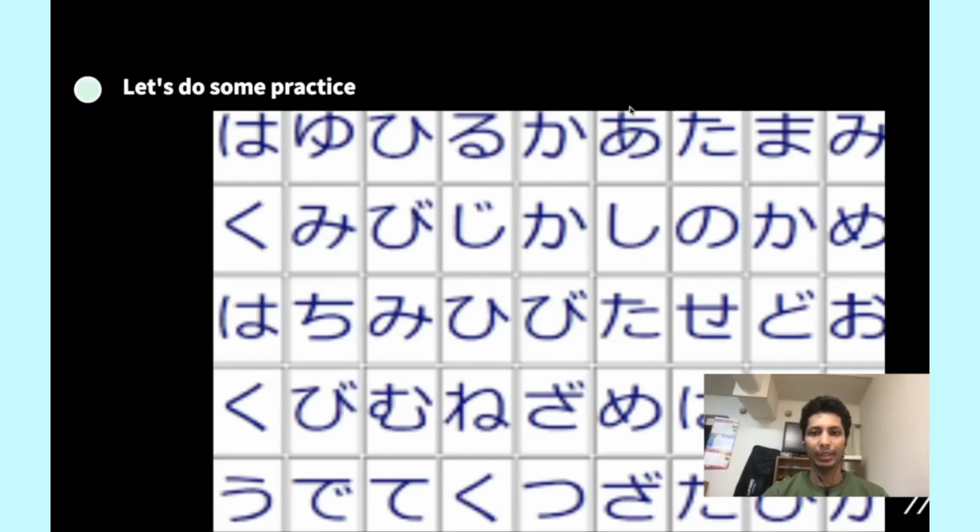What is it? The first character of the hiragana alphabet system. Yes, you are right. This is a. Next, what is it? First character of the ka line. Yep, ka. What is it? Se. What is it? Go.